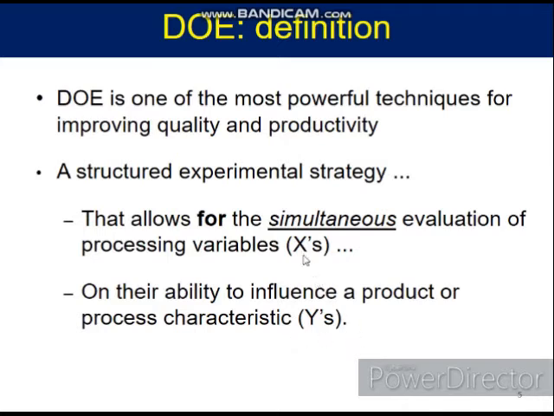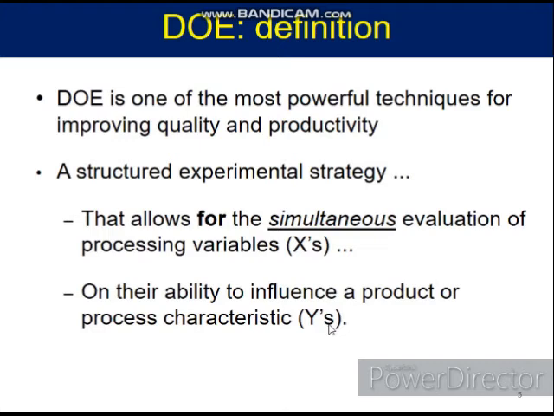So X would be the input variables such as temperature, oven temperature, number of eggs, amount of flour, baking time, and so on and so forth. And Y is the output response to that particular experiment. In that particular example of baking a bread, it could be the softness of the bread.